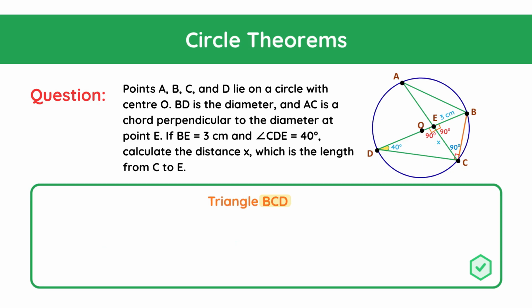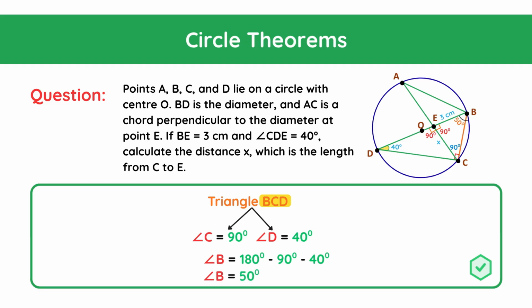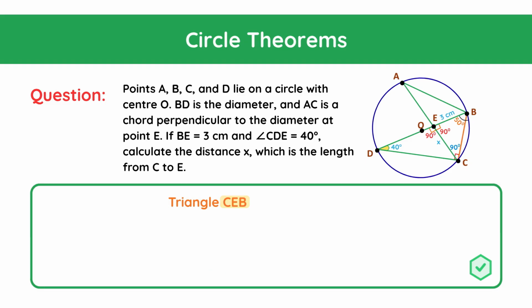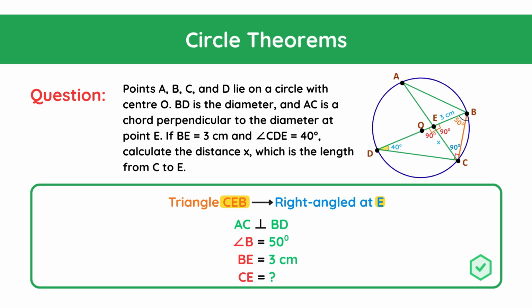So now in triangle BCD, we know two angles. The angle at C is 90, the angle at D is 40. So the angle at B must be 180 minus 90 minus 40, which is 50 degrees. Now look at the smaller triangle CEB. It has a right angle at E because AC is perpendicular to BD. The angle at B is 50 degrees, the same 50 we just worked out, because E sits on the line BD. We know BE is 3 and we want to find CE.